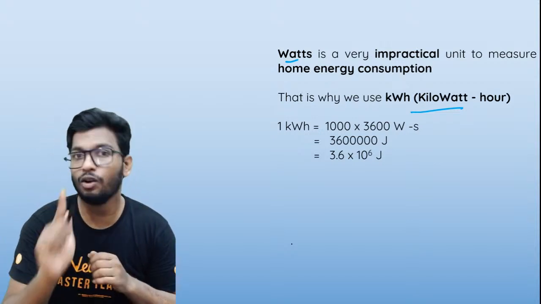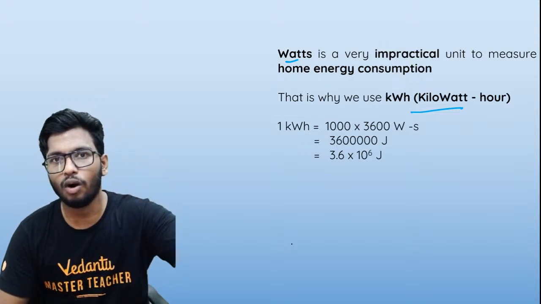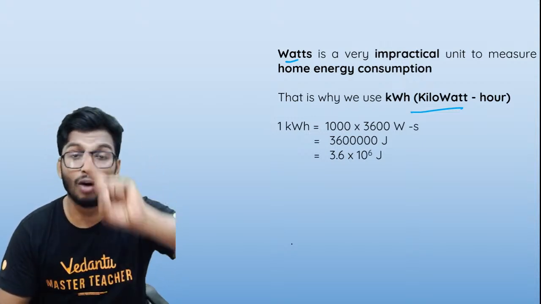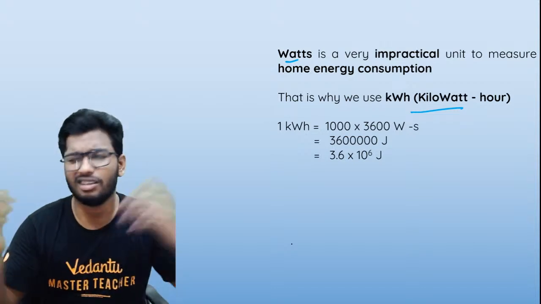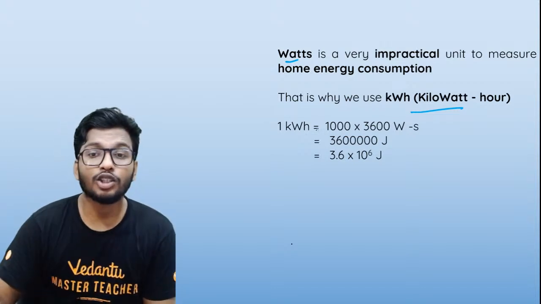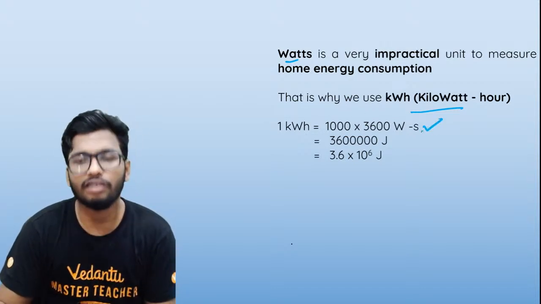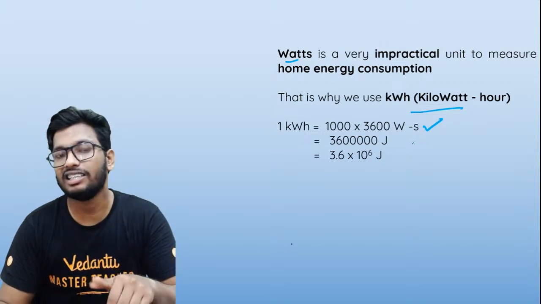Now, 1 kilowatt hour: 1 kilowatt is equal to 1000 watts, and 1 hour is equal to 3600 seconds. So 1000 into 3600, if you multiply it, you will get it in terms of joules.